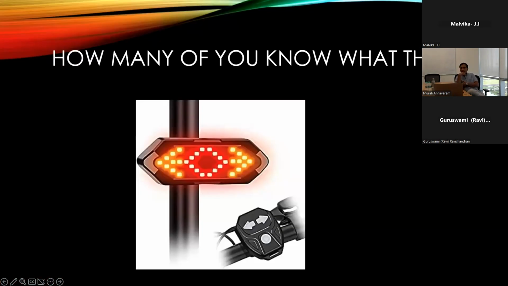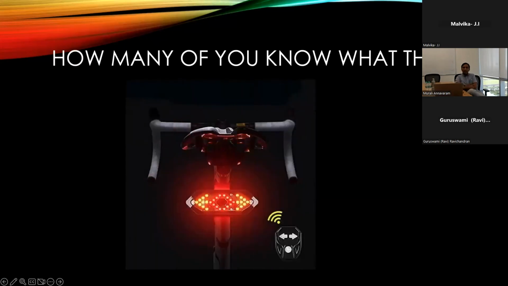So let's start with a very simple example. What I wanted to see is, if I showed this picture to you and I asked you to raise your hand and say, how many of you know what this is? In general, 80% of the people have no idea what this is. And in fact, when this was shown to me a few years ago, I was also clueless what this particular image corresponded to. It turns out that image corresponds to a flashlight on the back of your bicycle, which can be used as a left turn signal, right turn signal, with a remote control attached to the front of your handlebar.